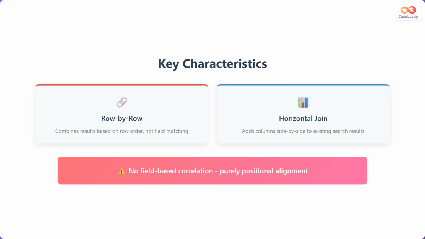The appendcols command has two key characteristics you must understand. First, it performs row-by-row combination based on the order of results, not on field matching. This means the first row from your main search gets combined with the first row from your subsearch, regardless of any field values. Second, it creates a horizontal join by adding columns side by side to your existing search results, expanding your data table width rather than height.